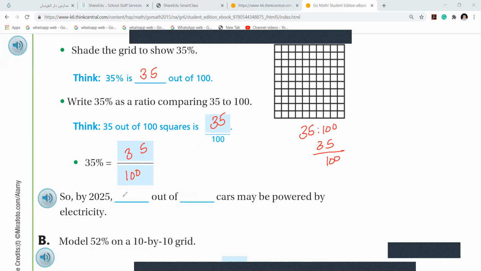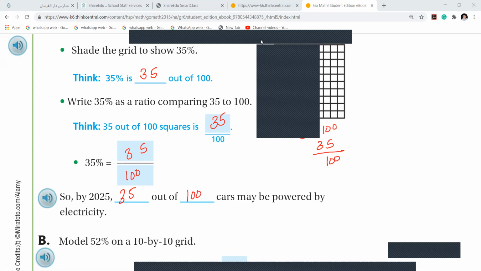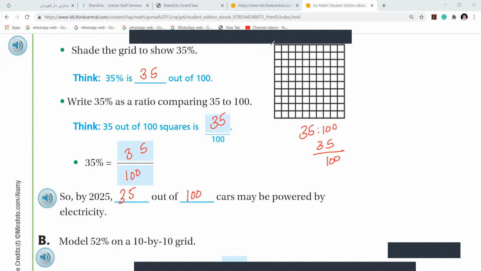So by 2025, 35 out of 100 cars may be powered by electricity. How much will you shade, girls? You will shade 35. I don't know, there is no option of shading here. Maybe 3 full lines and 5 boxes. Yes, you shade 3 lines and then 5 boxes: 1, 2, 3, 4, 5. There's nothing tough in it. If you are finished with it, let us go to the next thing. Miss, I'm done.